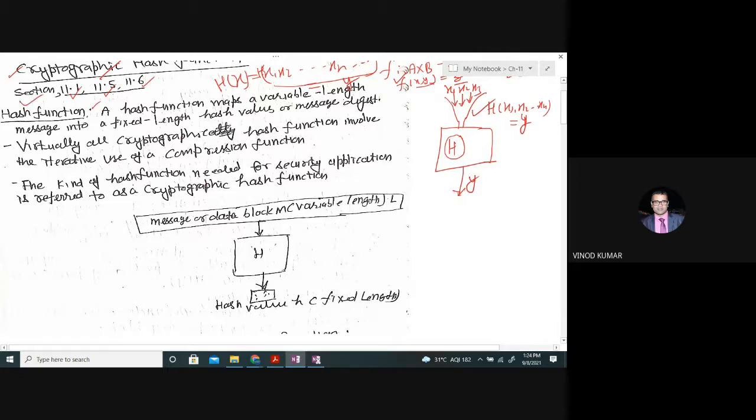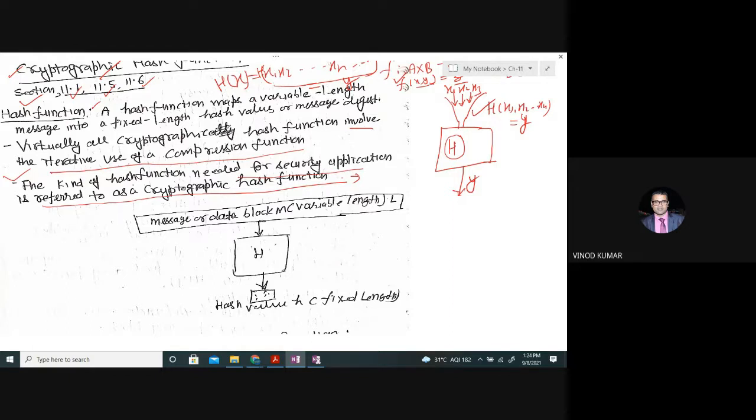Virtually, the cryptographic hash function involves iterative use of a compression function. Okay, this is an iterative approach we are using in the hash function. Now, the kind of hash function needed for security applications is referred to as a cryptographic hash function. So the role of the hash function in cryptography is very broad. It maintains security and privacy in communication systems.